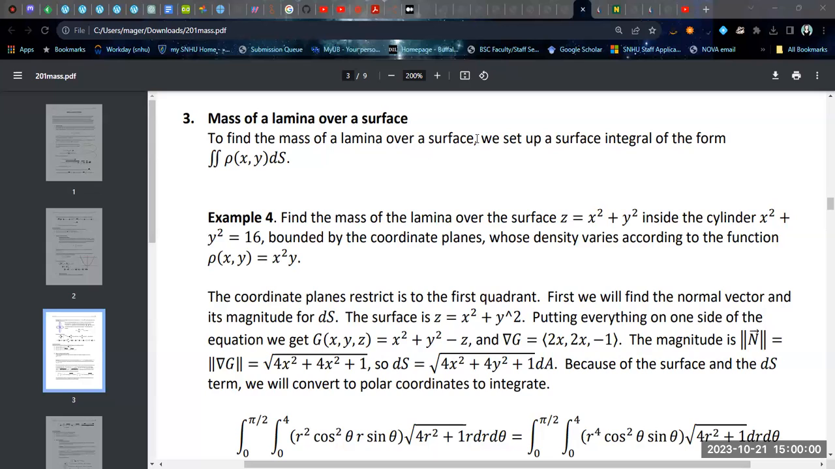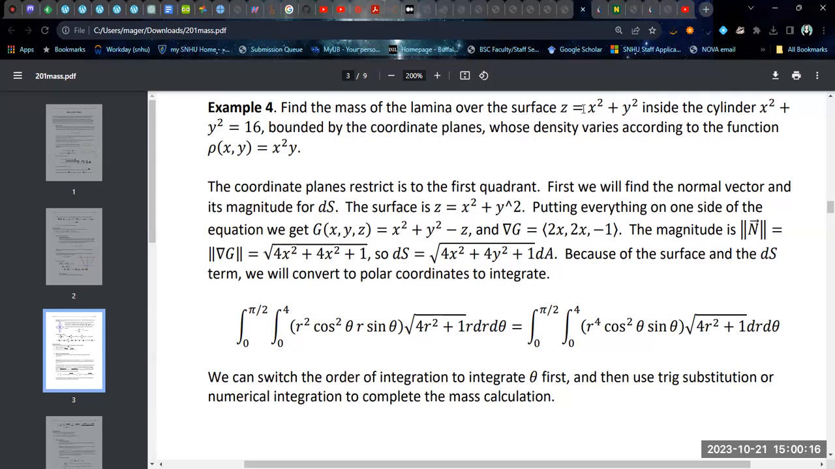Now the formula to find the mass of a lamina over a surface is the density function integrated over the appropriate region, dS. So that's our surface integral component. So let's look at our example.